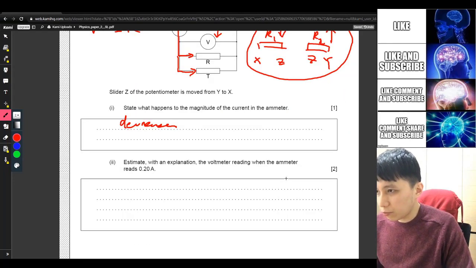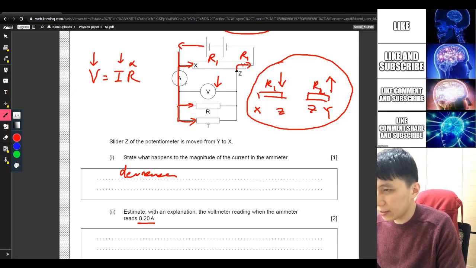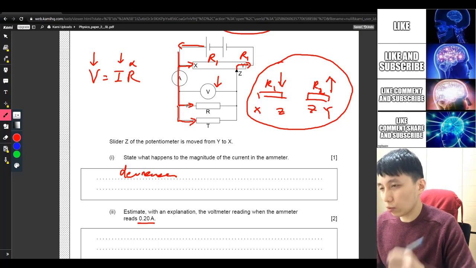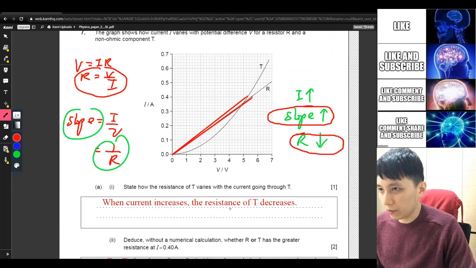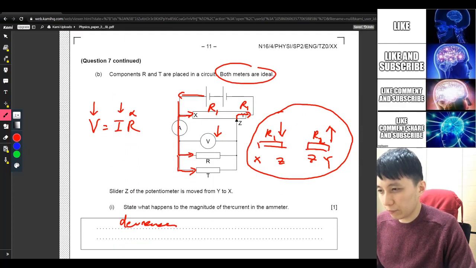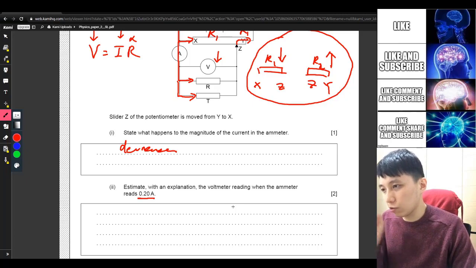Number 2, estimate with an explanation the voltmeter reading when the ammeter is 0.2. Okay, so remember this ammeter is measuring the currents going into R and T in total. Okay, in total. And I think this is something to do with the graph that we have earlier. So you have to find a line that the currents for each R and T with the same V, and the total will be 0.2.